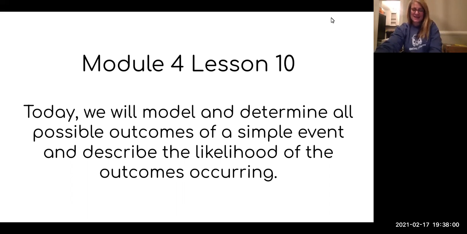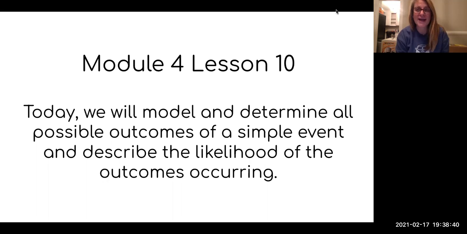And in this lesson, we are going to model and determine all possible outcomes of a simple event and describe the likelihood of the outcomes occurring. So we're talking about probability. If something is likely to happen, that means it most likely will happen. If something is unlikely to happen, it's not very possible that it would. If something is impossible, that means it can't happen at all. And if something is certain, that means it absolutely will happen.